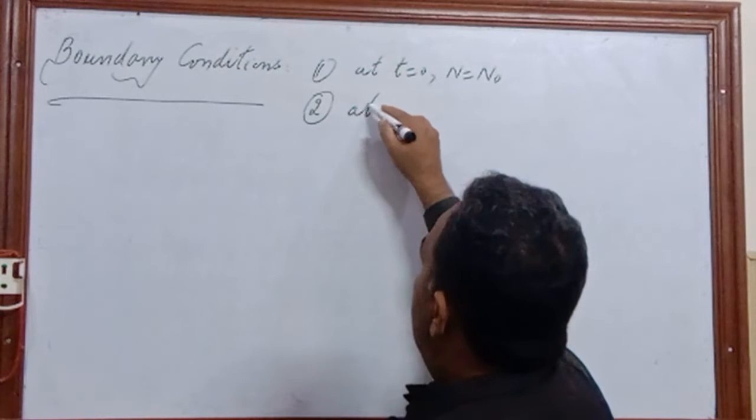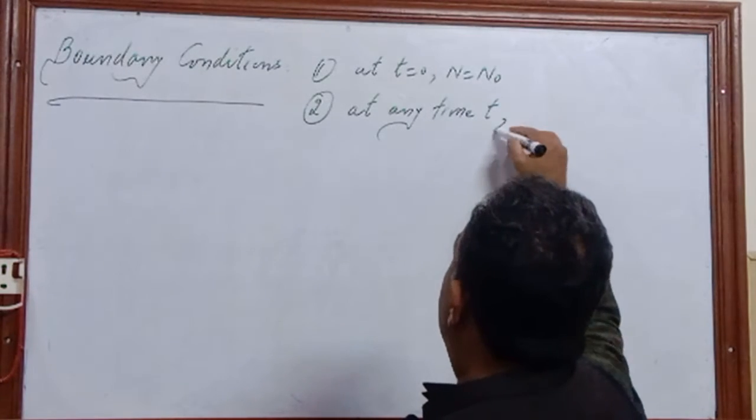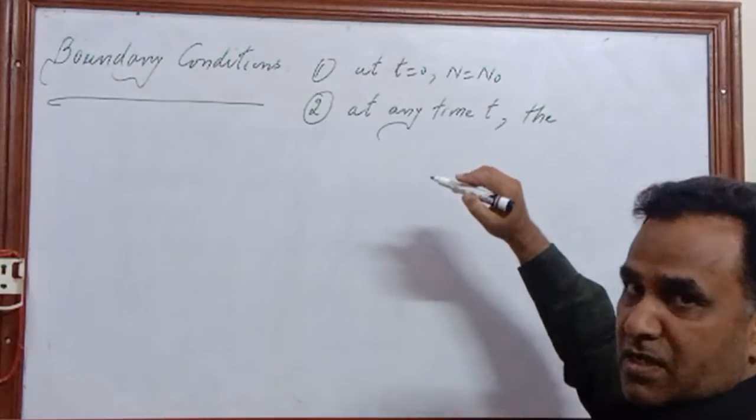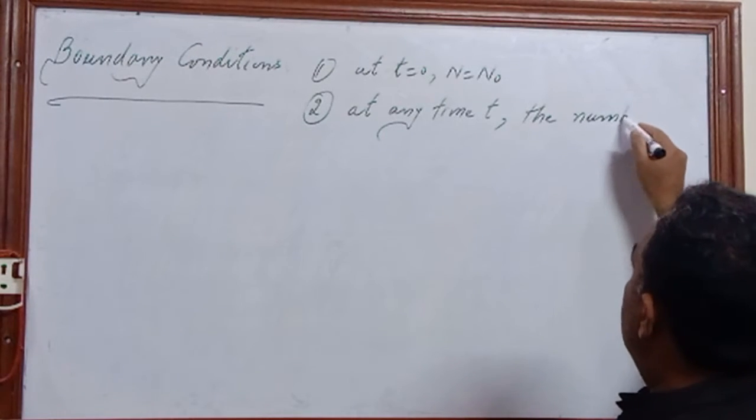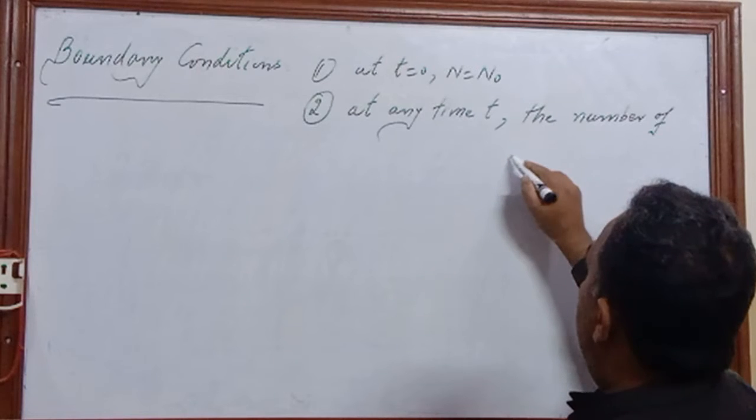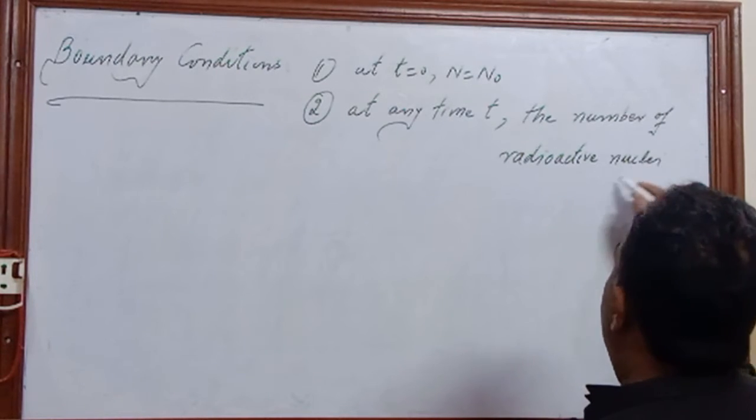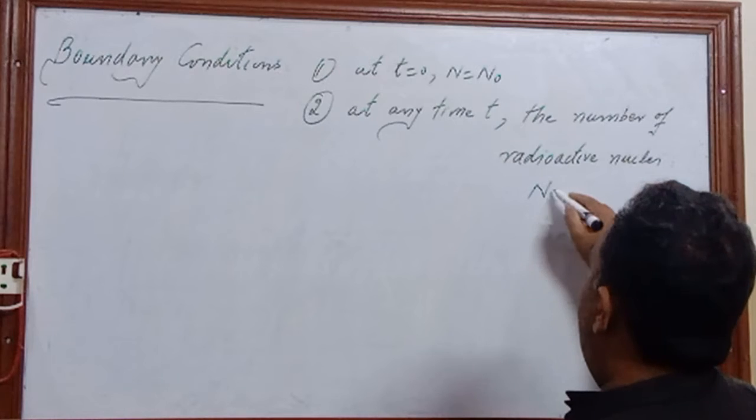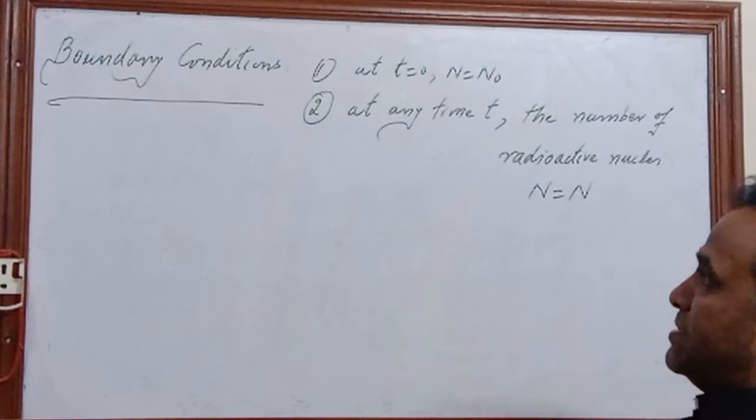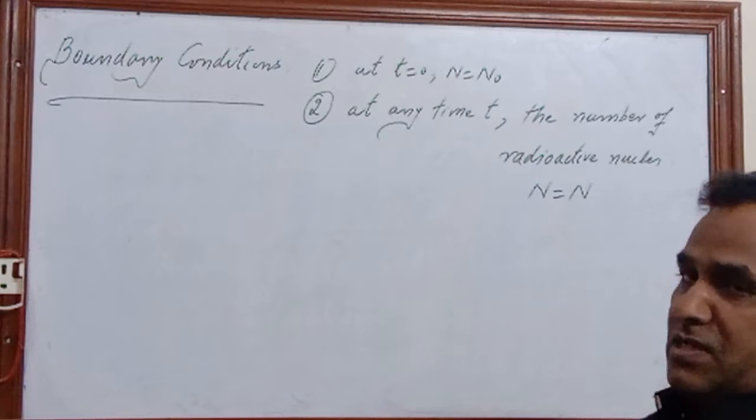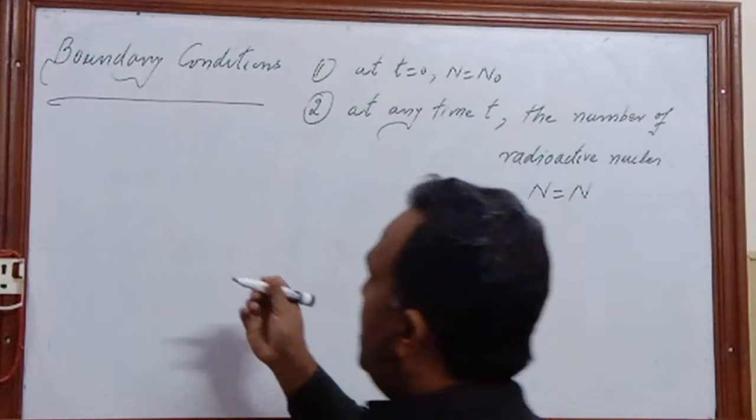At any time t, the number of radioactive nuclei, just generally speaking, is capital N. We know that capital N is equal to itself also. So this is a general boundary condition. By using these two boundary conditions, we can again get a particular solution of the differential equation. Let's do that.